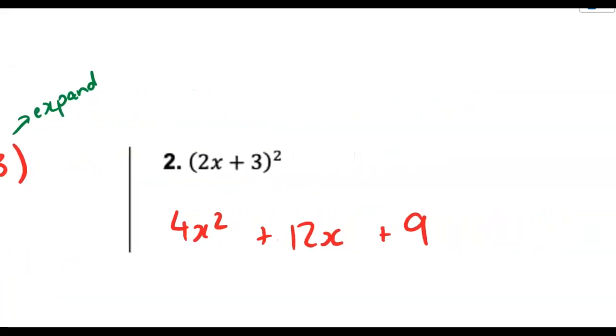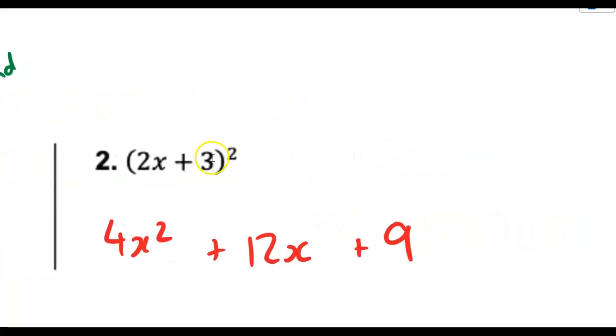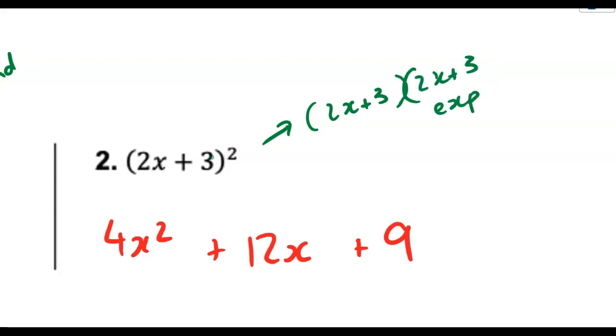Let's do the next one. Very similar. You can expand it if you want to. 2x plus 3 times 2x plus 3, and expand. Or square the first term, so we'll end up with 4x squared. Square the last term and we'll end up with 9. 2 times the first term, which is 2x, times 3 is 6x, times 2 is 12x.